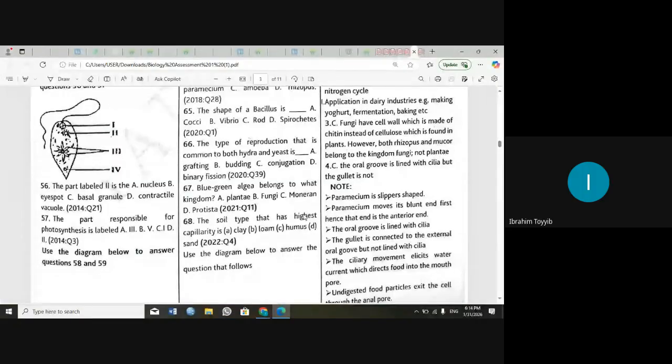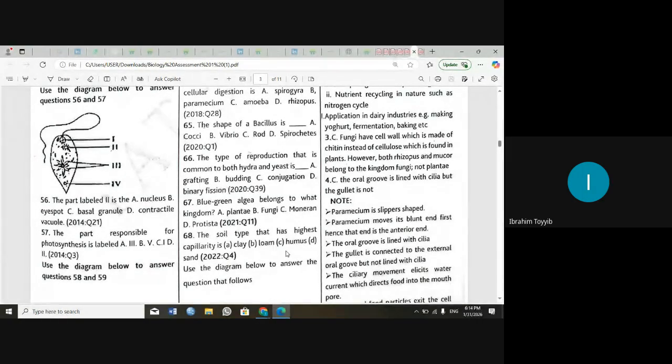Sandy soil, yes. But if they are asking about nutrients, which one is rich in nutrients? It is humus. Sometimes they cannot put humus and loam together. Sometimes they will put only loam, sometimes they will put humus. But if they are together, you choose humus.